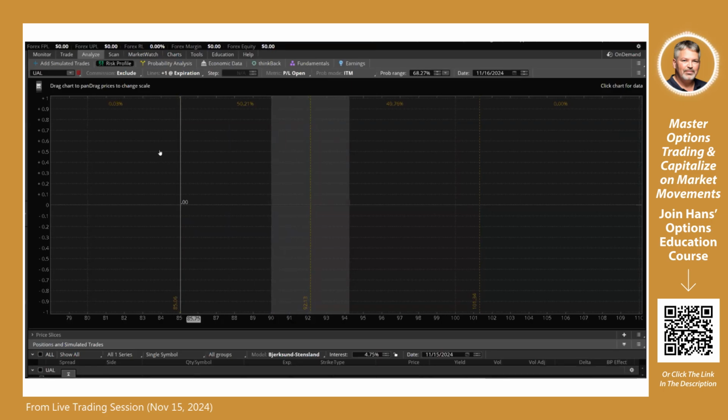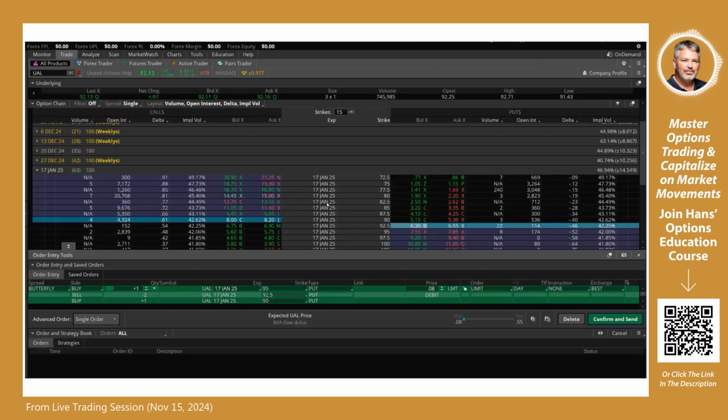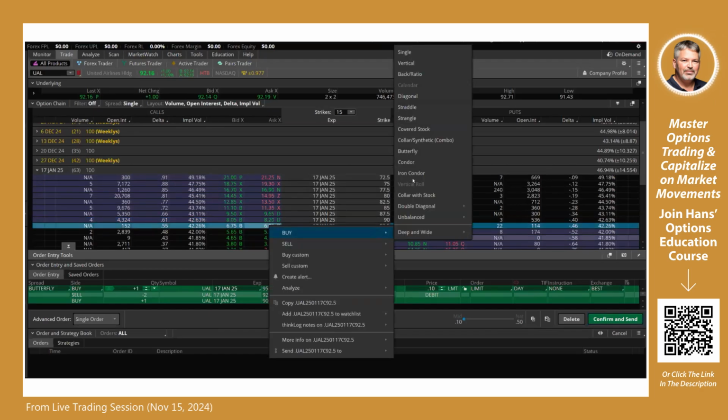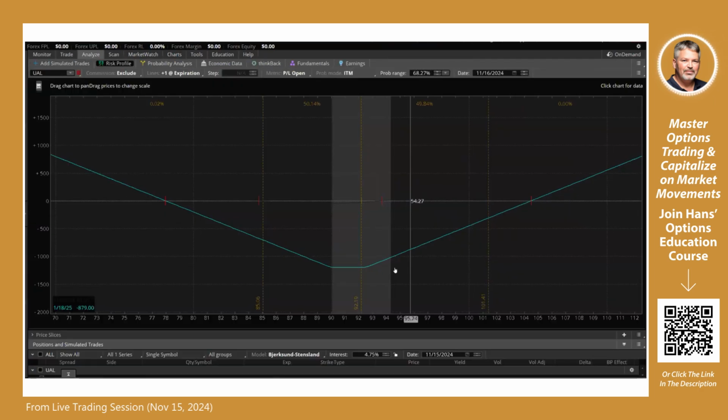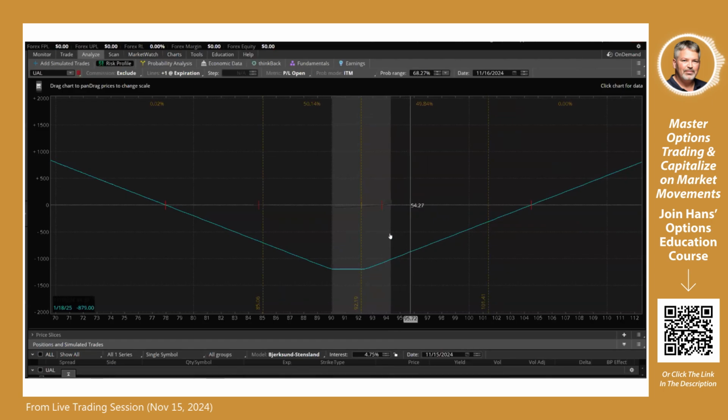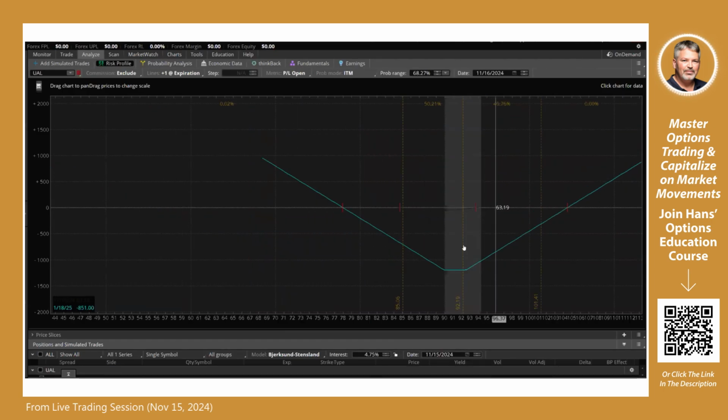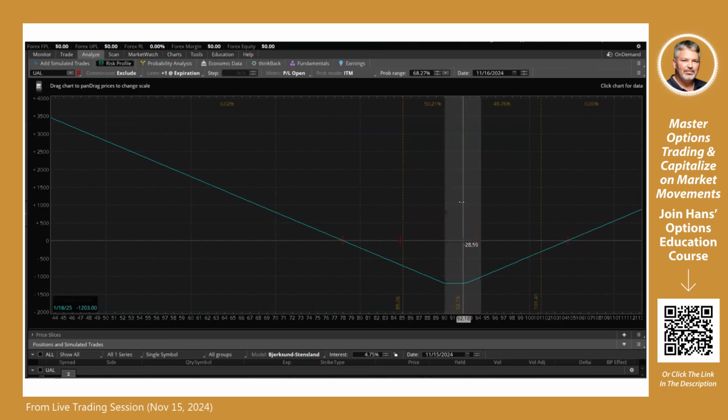So there's your typical everyday strangle or straddle. You just right click, go into strangle, throw it on here. But as you can see, it's really wide, right? This needs a lot of movement on either side. And the risk is really deep. So we're looking at a $1,200 loss in this if the price doesn't move far enough. So the break even is really far away. You have to have a massive move before expiration for this to see profit.